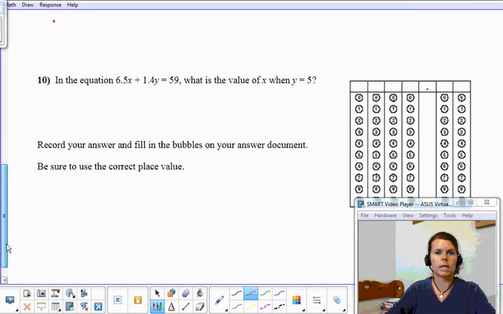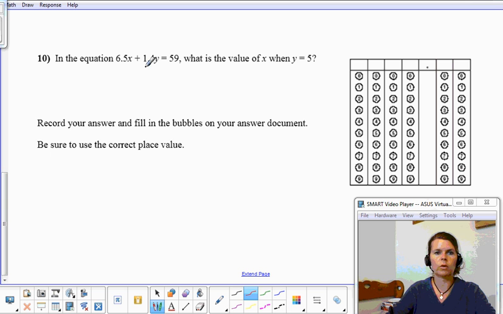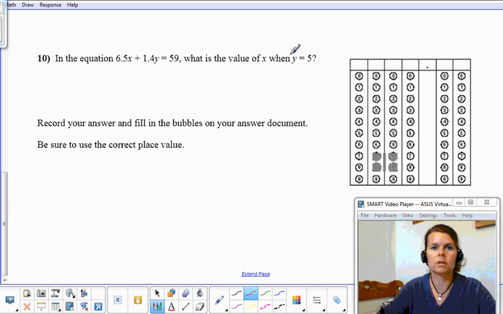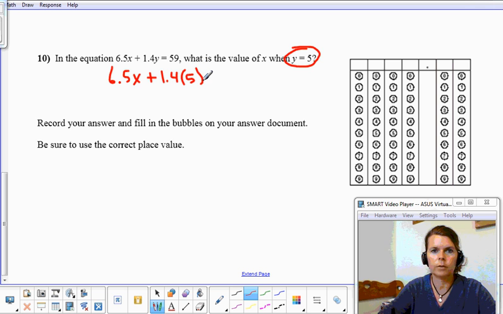Number 10. Okay, in the equation, 6.5x plus 1.4y equals 59. What is the value of x when y equals 5? So y equals 5, take out y, put in 5. So you have 6.5x plus 1.4 times 5, take out y, put in 5, equals 59. And of course, I don't have a calculator right here, and I don't have my key right here. So I'm going to have to figure out what 1.4 times 5 is.